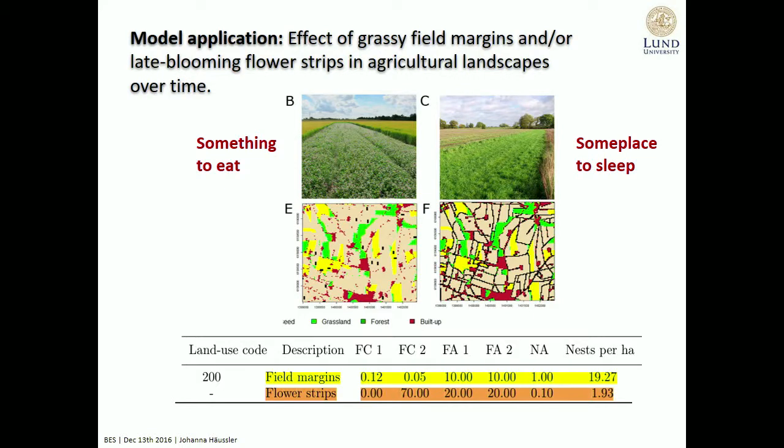Flower strips were assigned very high values in flower cover values and bumblebee attractiveness at the end of the season, because they were late flower strips. And we also based the amount of flower strips in a landscape on the amount of agricultural land in this particular landscape. Then we also had field margins, which were just broadened, so every field margin in the landscape was broadened, with a high amount of nesting resources but a low amount of floral resources.